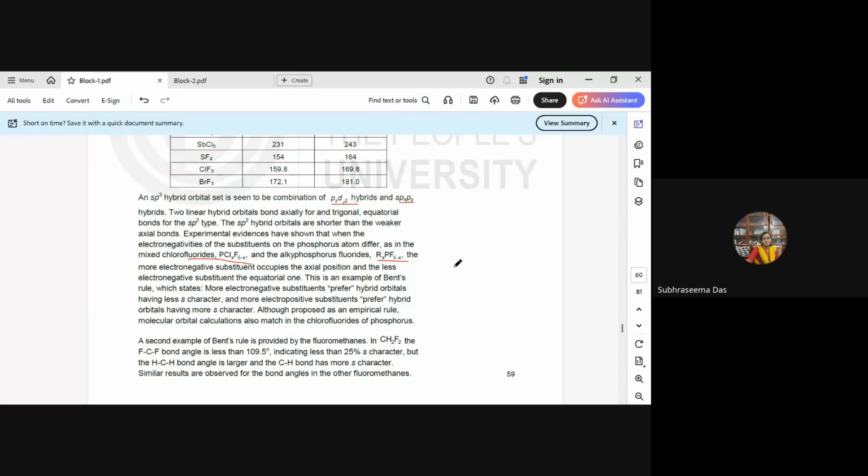When we generalize Bent's rule we can say that more electronegative substituents prefer hybrid orbitals which have less s character, and more electropositive substituents prefer hybrid orbitals which have more s character. Although this is an empirical rule, molecular orbital calculations have also been found to satisfy it.